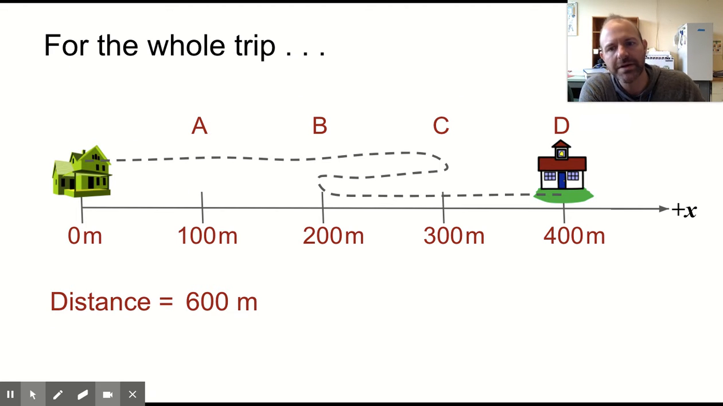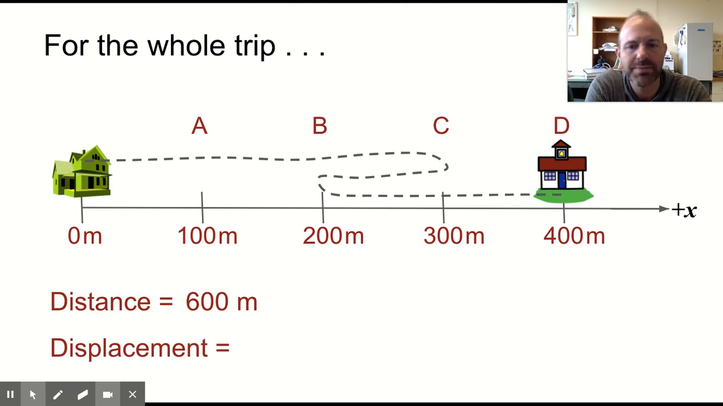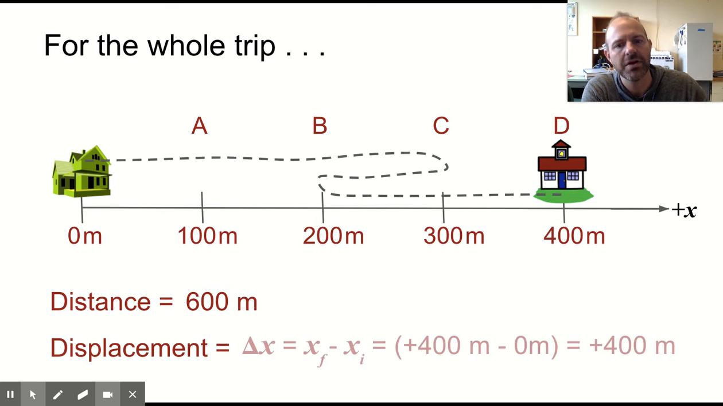Now, on the other hand, we could talk about displacement, and displacement is your change in position. If you start at home at 0 meters and you end up at a position 400 meters away in the positive direction, your displacement is positive 400 meters, right? So that's delta x. Notice that our displacement is a smaller number than our total distance traveled, because we care about direction, or how far we've traveled from our starting point.